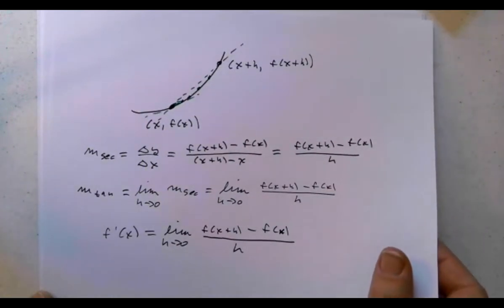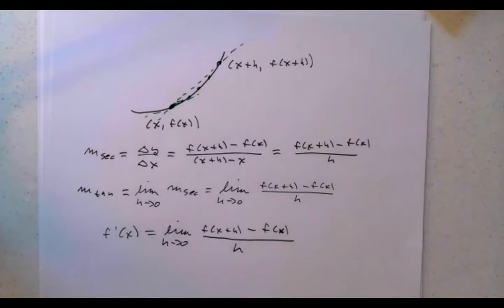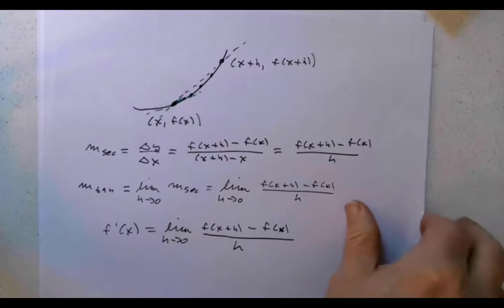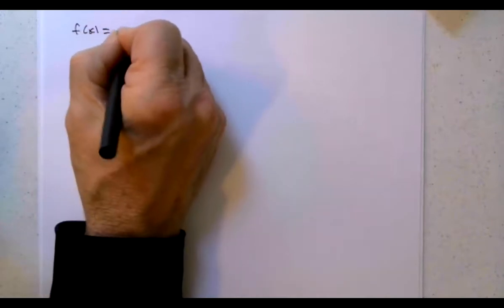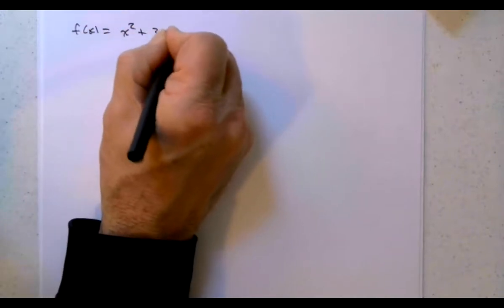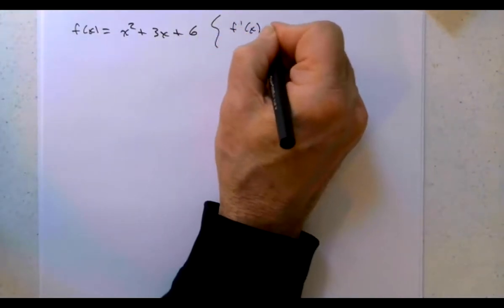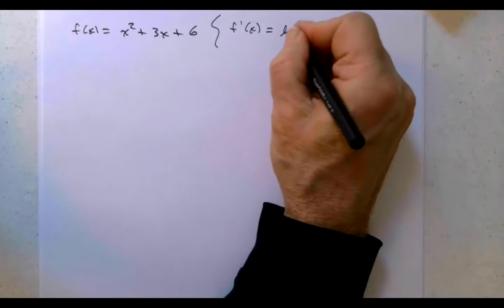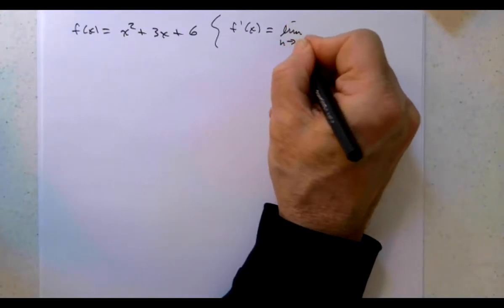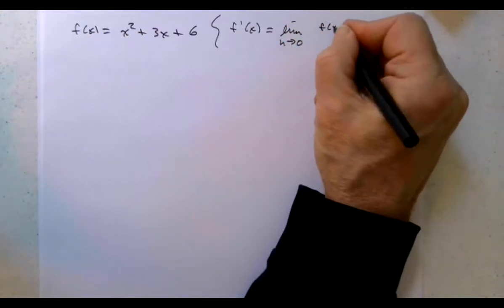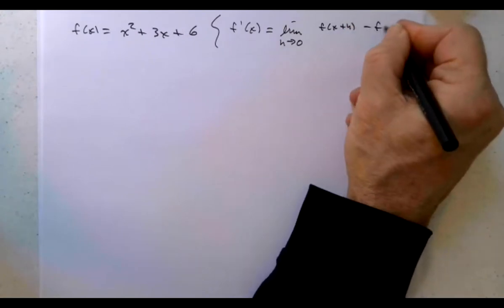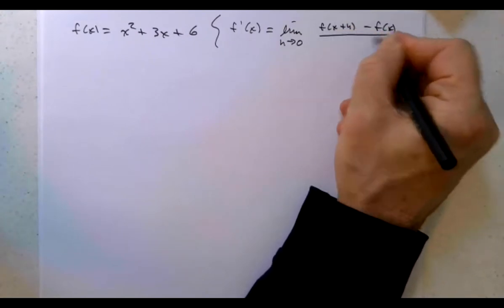Let's do it for our function, which again was x squared plus 3x plus 6. F of x is x squared plus 3x plus 6. We want to find f prime of x, the derivative function, which will be the limit as h goes to 0 of f of x plus h minus f of x over h.